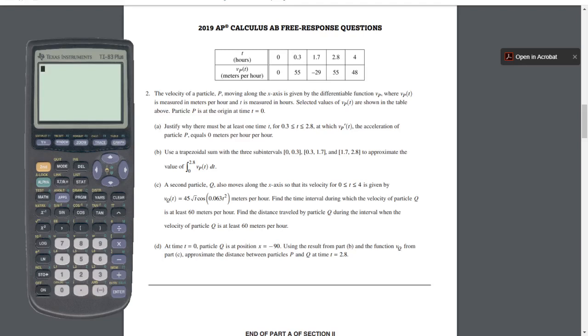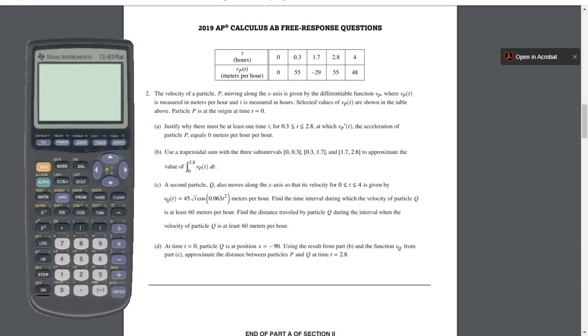All right, we've got 2019, number 2. The velocity of a particle P moving along the x-axis is given by the differentiable function v sub p, where v sub p of t is measured in meters per hour and t is measured in hours. Selected values are shown in the table above. Particle P is at the origin at time t equals 0.